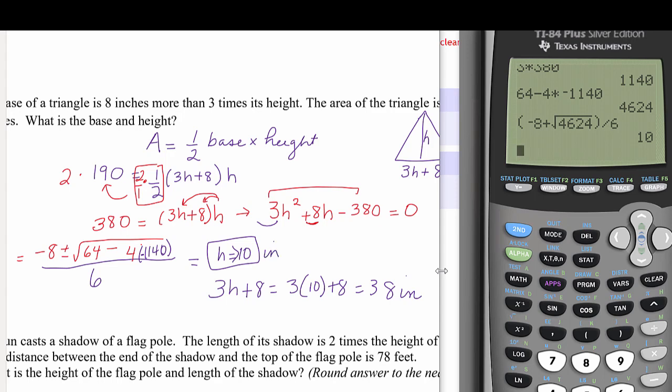Yes? And so let's check that. Will that give us the area if we do 1/2 of the base times the height, 1/2 of 38 times 10? So let's see, 1/2 of 10 is 5. 5 times 38 is 190.